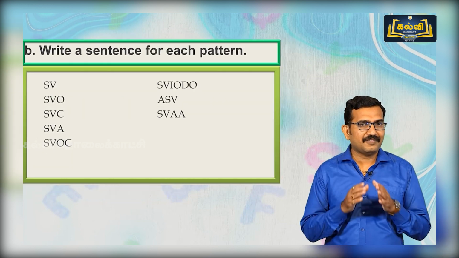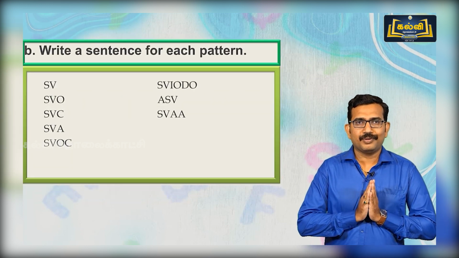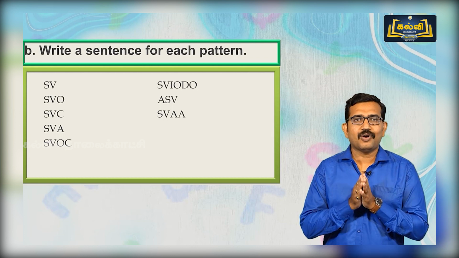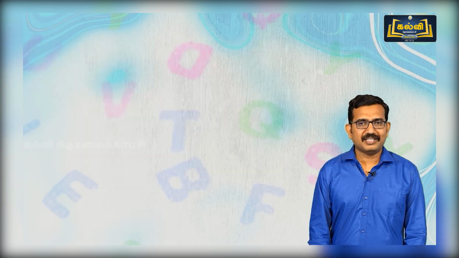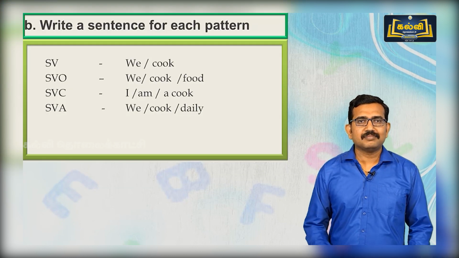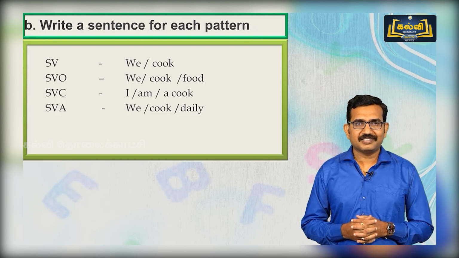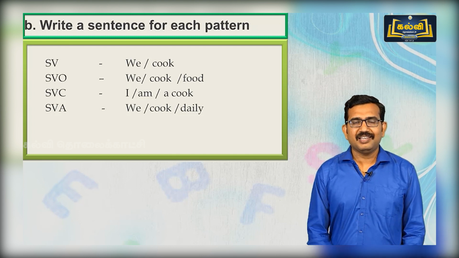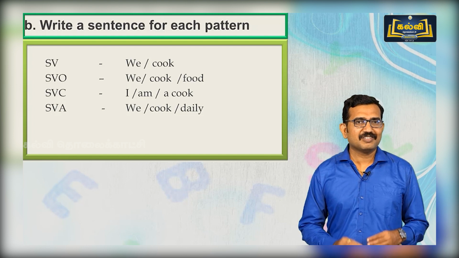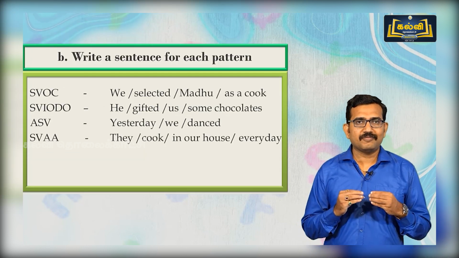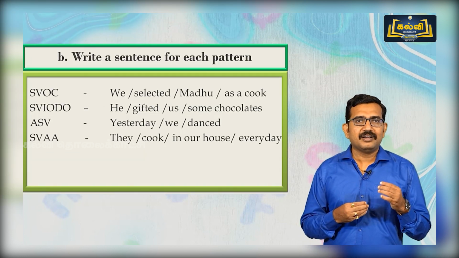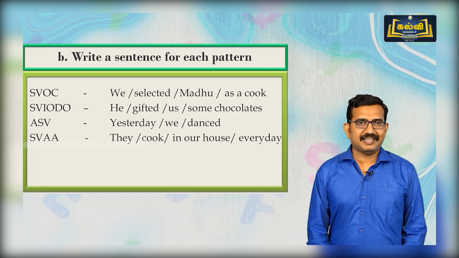So here you have some patterns and you are going to write an example of your own. You try your own example. So I am giving some of my examples here. SV, taking cook as the verb here. You can also take one verb and try to develop into different patterns like this.